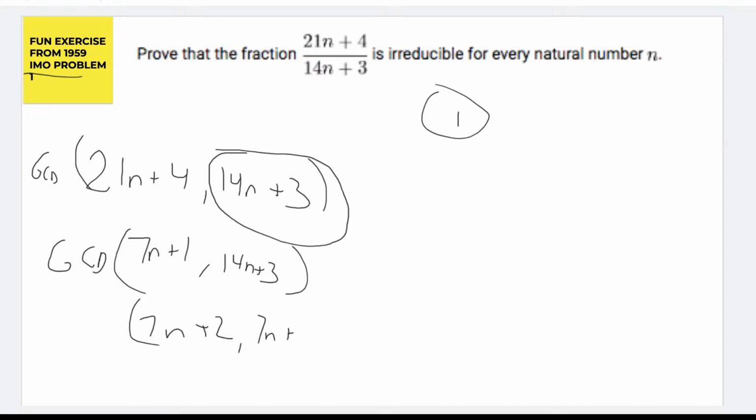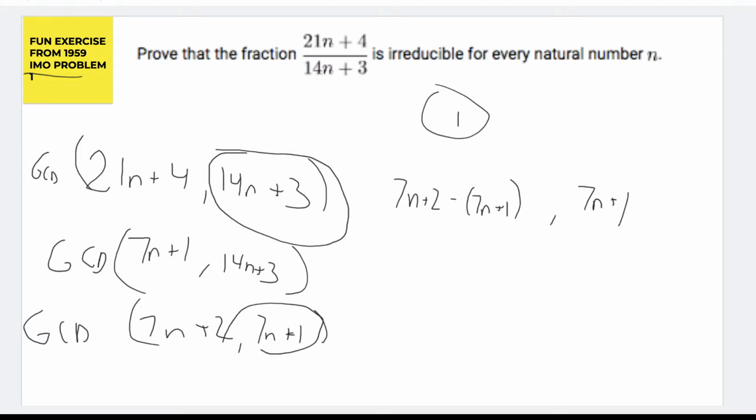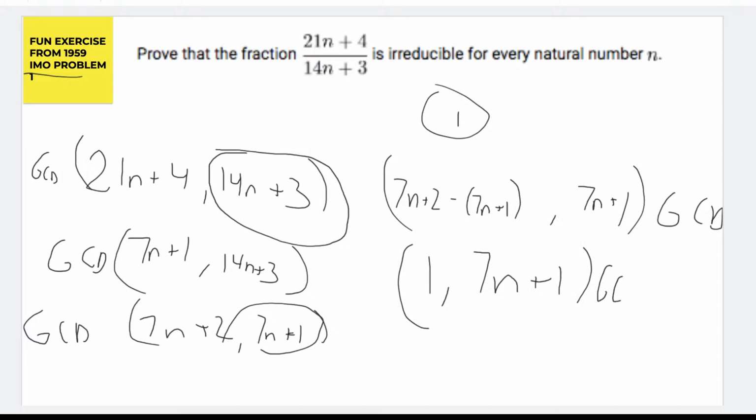Now you want to find the GCD of these two numbers. If you subtract the smaller term from the bigger term, 7n plus 2 minus 7n plus 1, and 7n plus 1, because you take the smaller term from the other side. Clearly the 7n's cancel out, and 2 minus 1 is just 1. So we want to find the GCD of 1 and 7n plus 1. But we notice that we got 1 here, and the GCD of 1 and another number is obviously going to be 1, which means that it is irreducible.